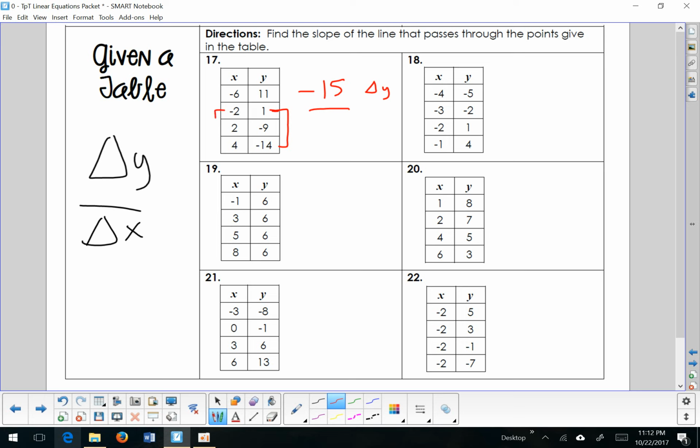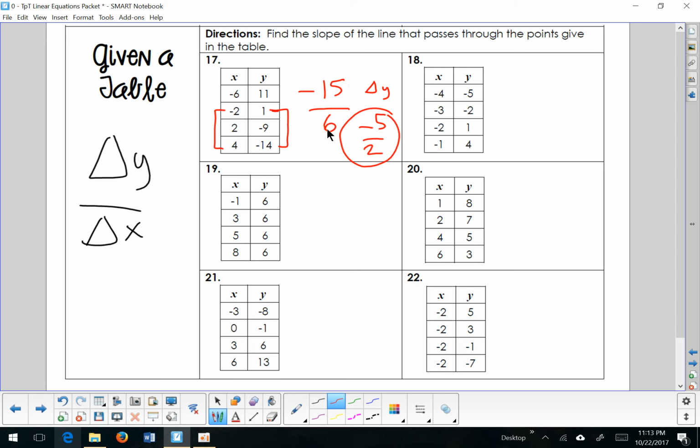And I have to match up with the same x's. I can't go from here to here. I have to match up. So -2 going up to 4, that means I got to pass 0, so that's 2 spaces. And then go all the way up to 4, that's 4 spaces plus my original 2, that makes 6 spaces. -15 over 6 can be reduced by dividing both the numerator and the denominator by 3, and I get -5 halves, just like I did the other 2 times.